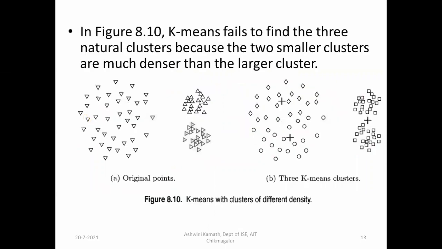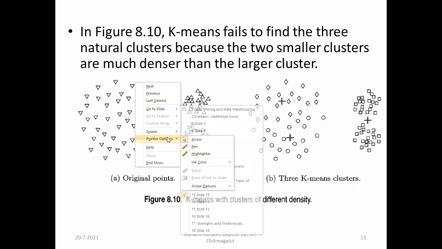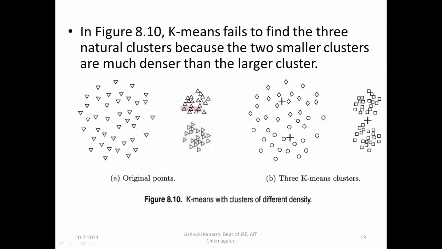That is one problem. Another problem is that K-means fails to find the three natural clusters because the two smaller clusters are much denser than the larger cluster. Dense means the points are very close. You can notice that this is one cluster, this is another cluster, and the larger cluster is not dense, it is sparse. The points in this cluster are sparse, but in these two clusters, they are dense.